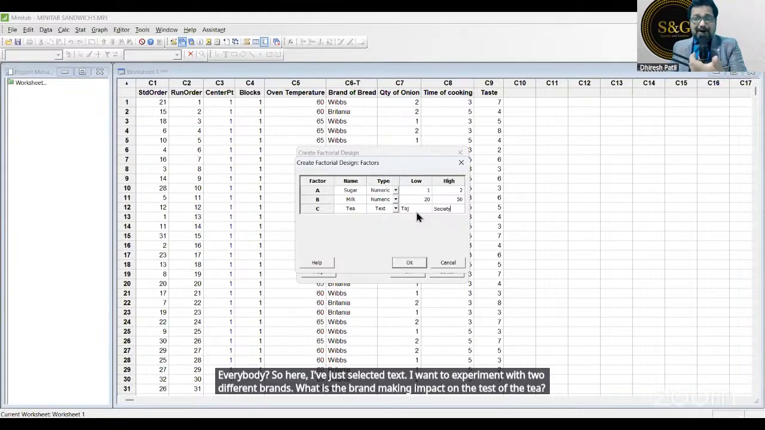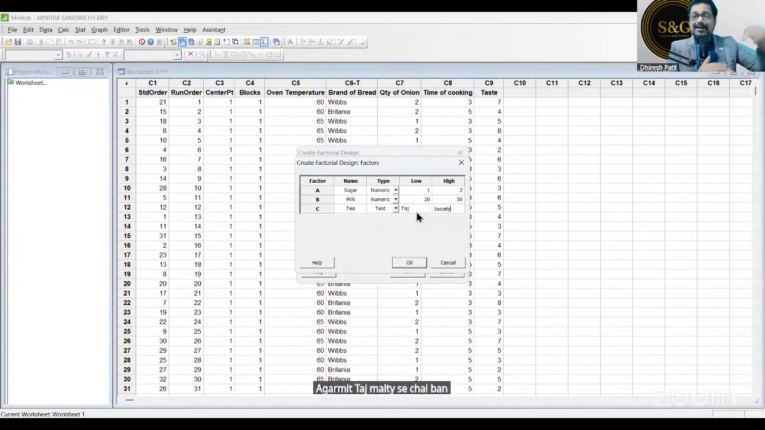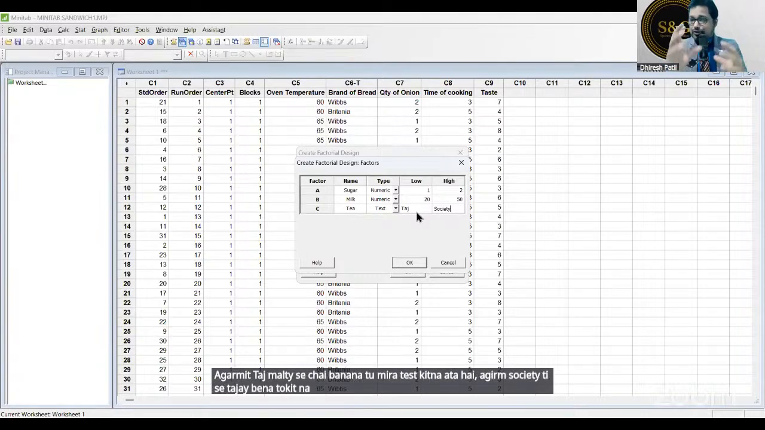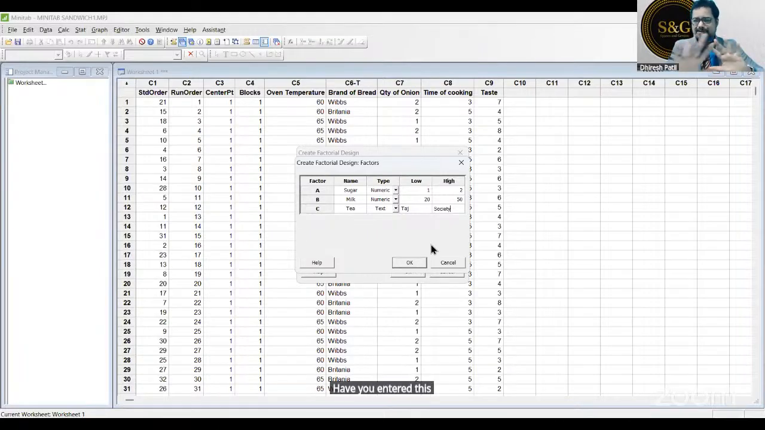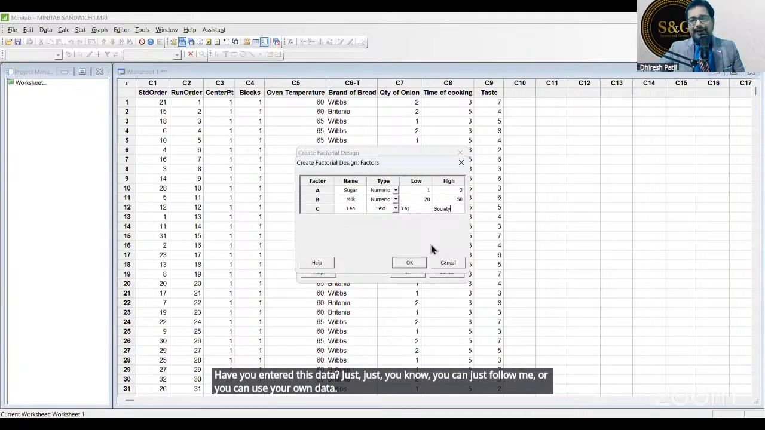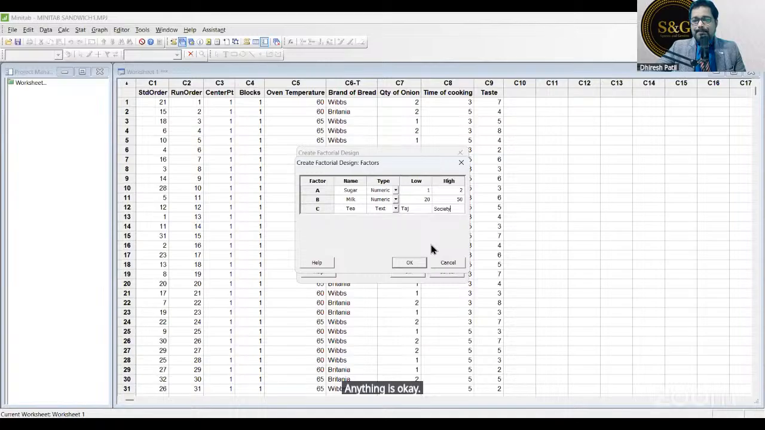If I make tea with Taj Mahal tea, how much is the taste, and if I make tea with Society tea, how much is it? I want to just make it. Are you clear? Have you entered this data? You can just follow me or you can use your own data. Anything is okay. Clear?